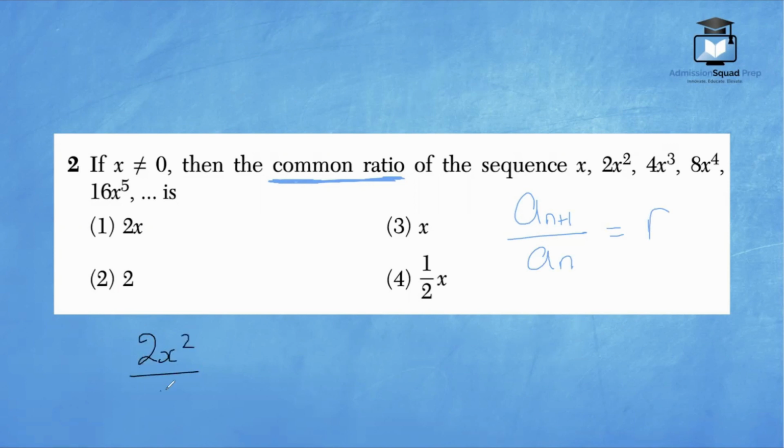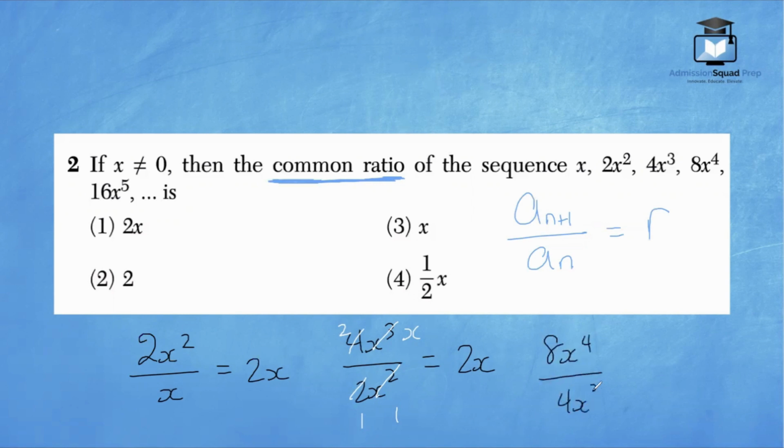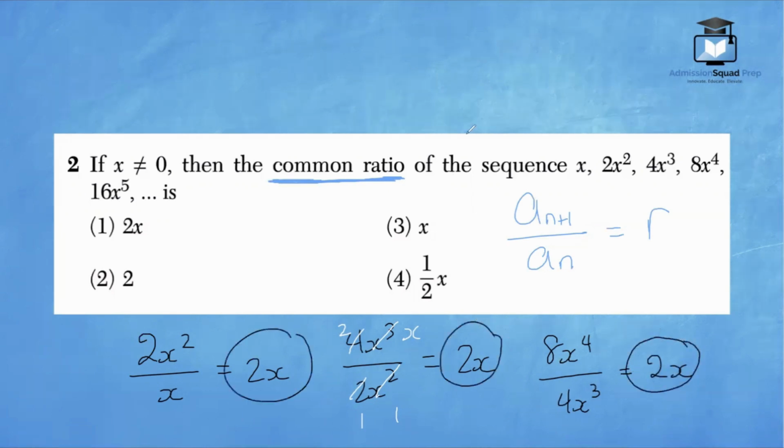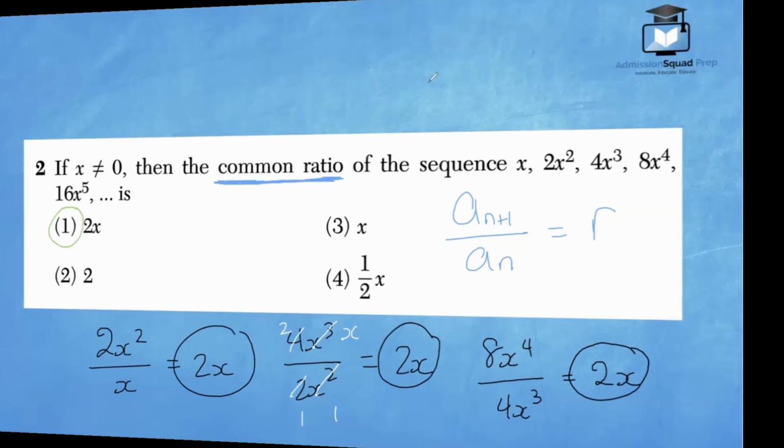2x squared divided by x equals 2x. 4x cubed divided by 2x squared equals, let's cancel out. 2 divided by 2 is 1, 4 divided by 2 is 2, x squared divided by x squared is 1, and x cubed divided by x squared is x. So we have 2x for this quotient. 8x to the fourth power divided by 4x cubed. When we cancel out, we're also going to have 2x. So it's clear that the common ratio is 2x. The correct answer is choice 1.